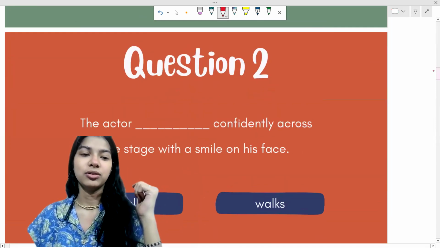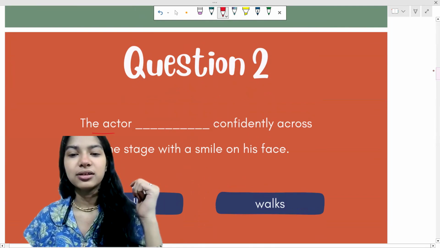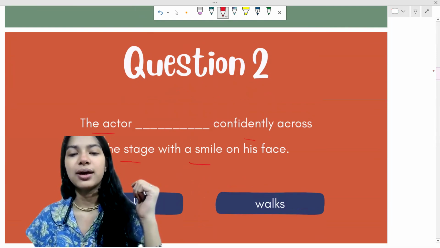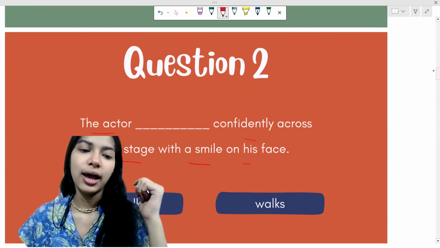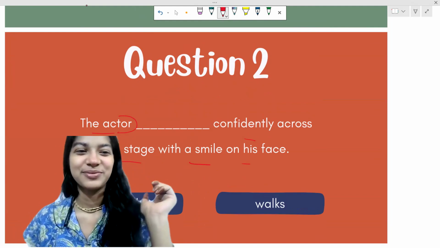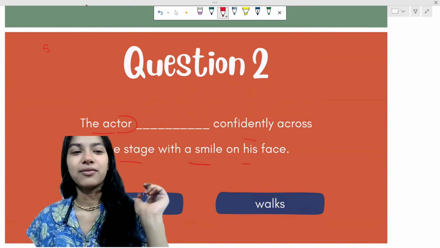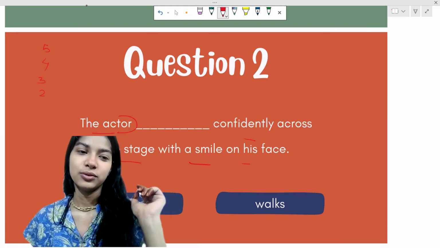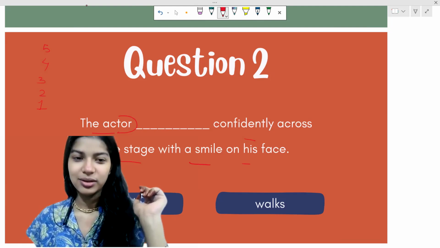Let's do question number 2. The actor, blank, confidently across the stage with a smile on his face. So the actor. I'm giving you 5 seconds. 5, 4, 3, 2, and 1.